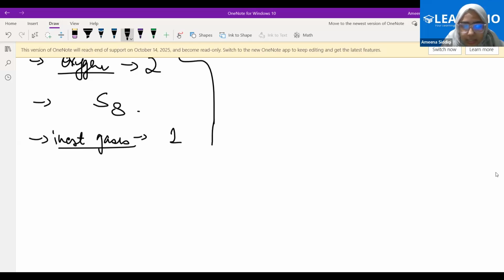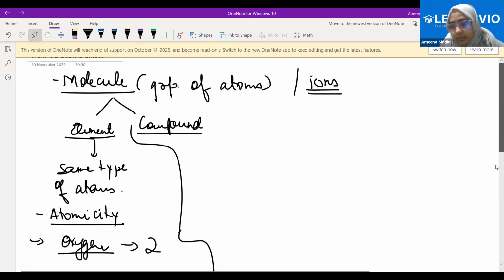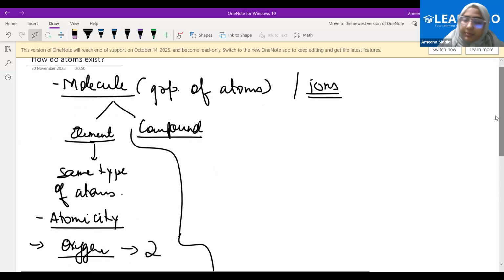Fine. Now come to the next part, which is compound. What is a compound? A group of different types of elements that combine in a fixed ratio by mass. So basically, different elements combining together in a fixed ratio. And when they combine in a fixed ratio, we have some specific number of atoms of each element combining together to form that compound. Do you agree with that?